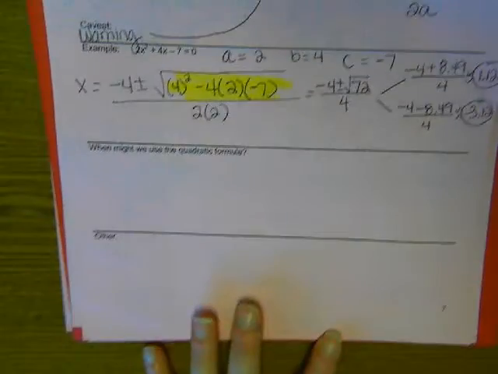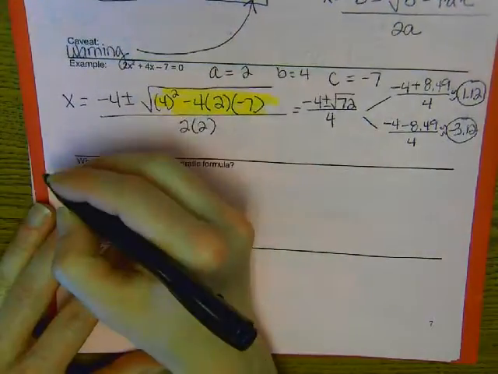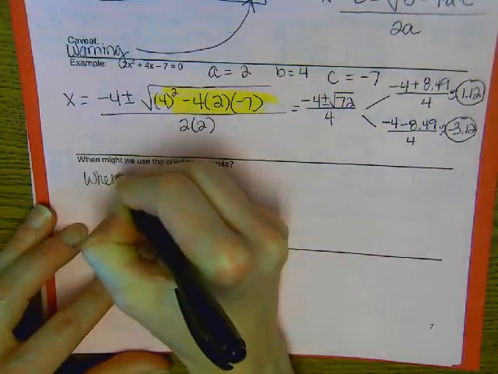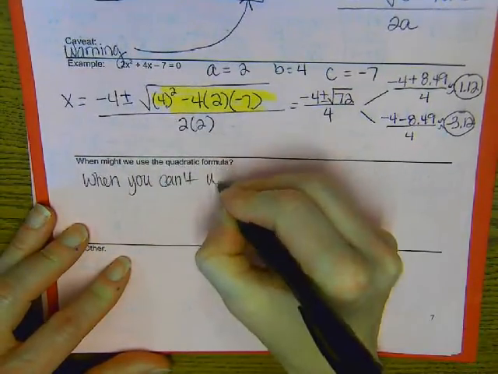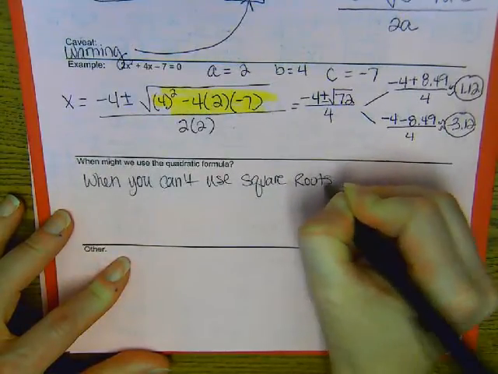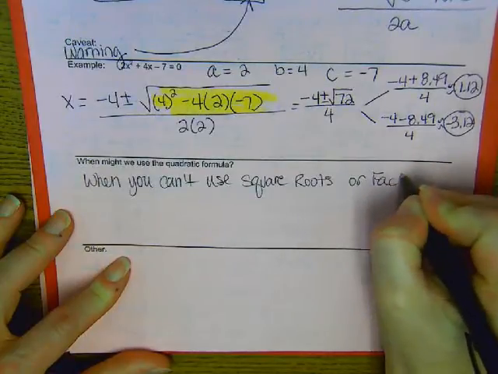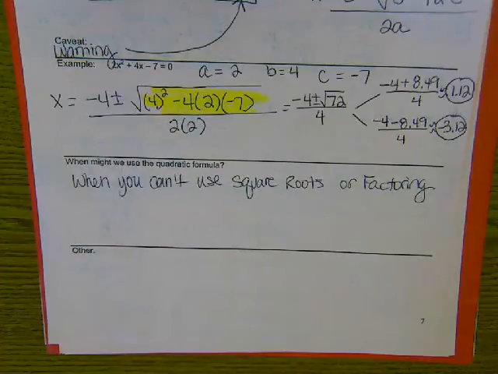So when might we use the quadratic formula? Well, first of all, it's to find when something equals 0, but it's when you can't use square roots or factoring. Or let's say you're really bad at factoring. You can use it if you forgot. Then you could use this instead.